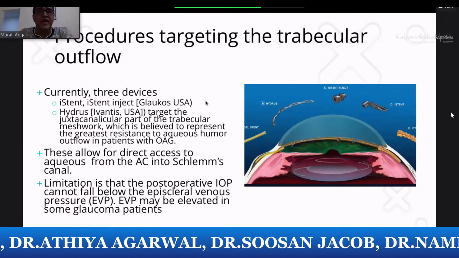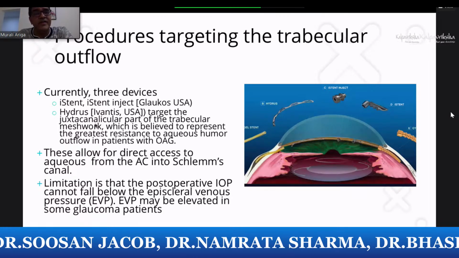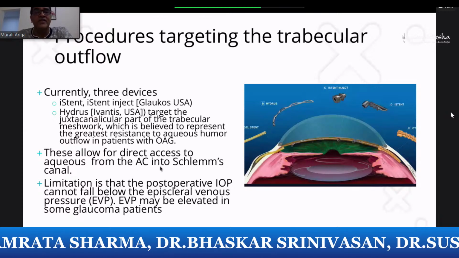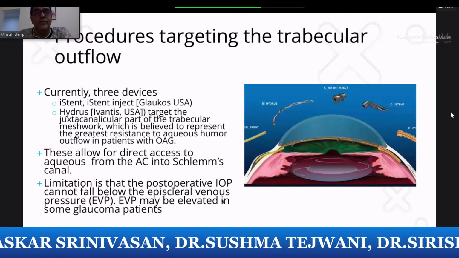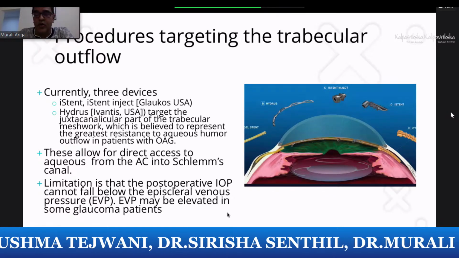The procedures which target the trabecular outflow include currently two devices, the iStent Inject and the Hydrus. These allow direct access to the aqueous from the anterior chamber into Schlemm's canal. But the limitation is that the post-op IOP cannot fall below the episcleral venous pressure, and episcleral venous pressure may be elevated in some glaucoma patients.